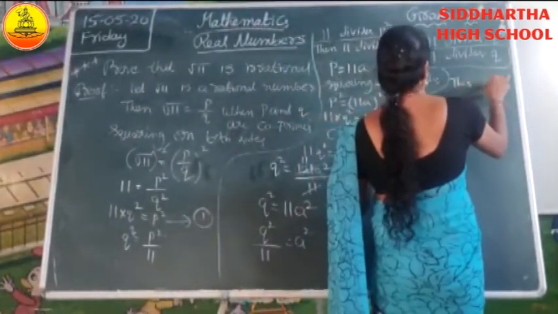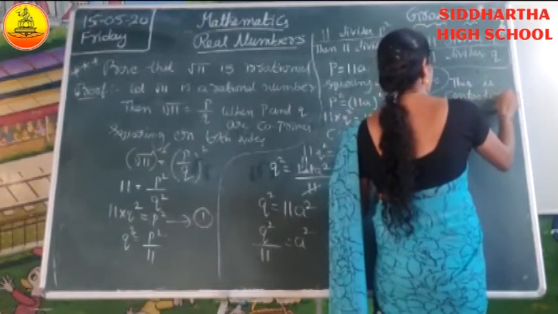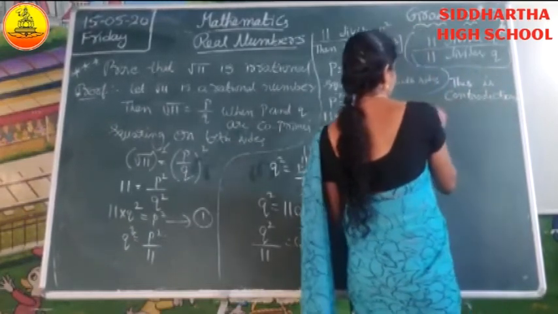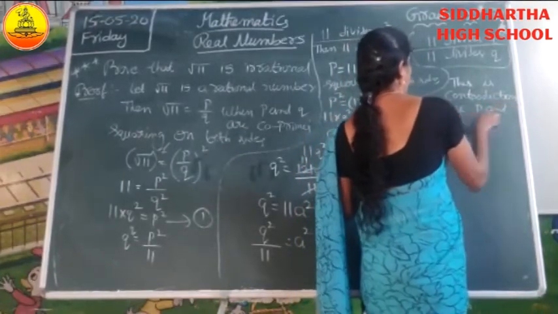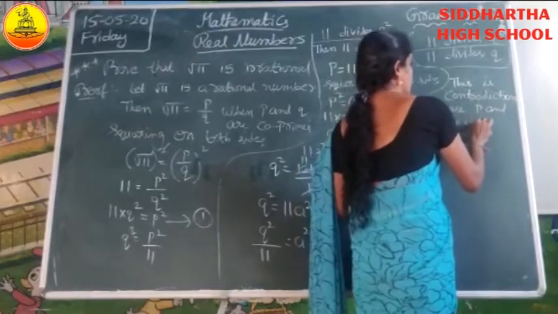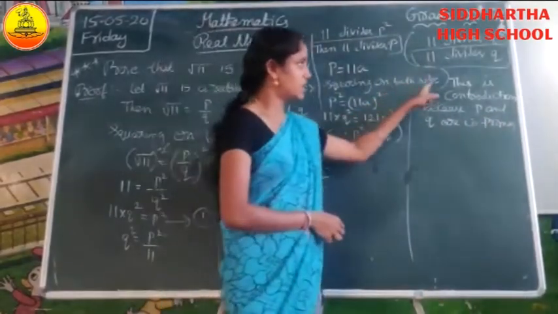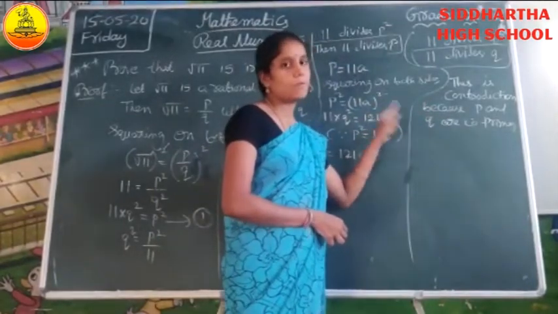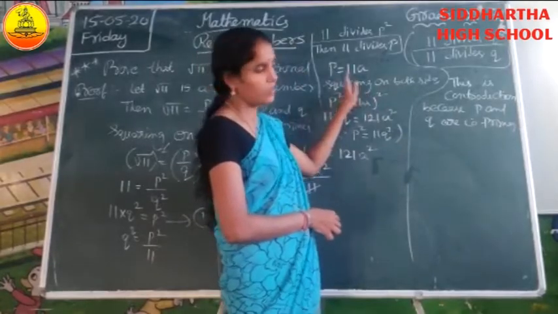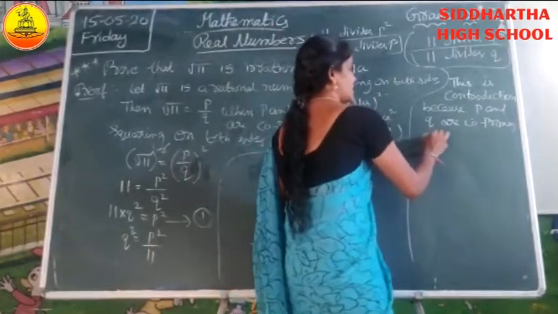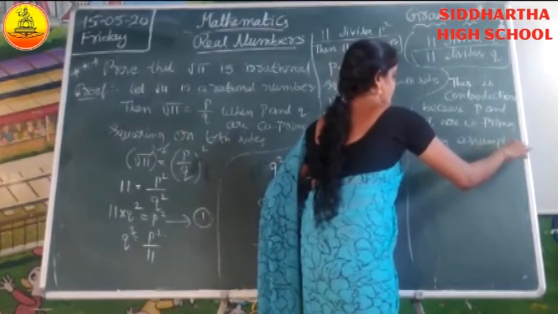Why is this a contradiction? Because P and Q are co-primes. Co-primes means they should not be divisible in any table other than 1. This is a contradiction because P and Q are co-primes. But here we are getting both are divisible in 11 table. Okay. Therefore, our assumption is false. What we thought, that is false.